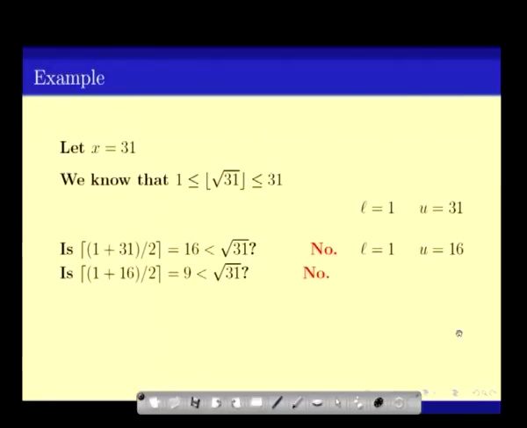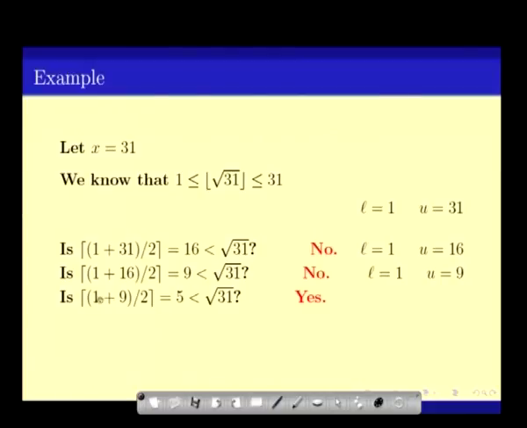Again, the next step, we look between 1 and 16, and now what is the middle way between 1 and 16? It is 9, and we ask, is 9 less than 31? Answer is again no, and thus again we update it and put L equals to 1 and U equals to 9, because we again have halved the possibilities. See, every time we get a no, it means that the upper limit is way too much and we need to push it down.